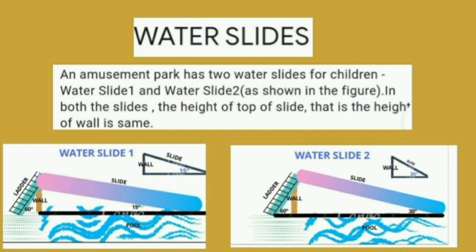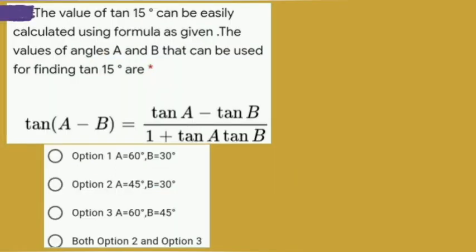So a ladder is also placed against the wall in both the cases, and it is inclined at an angle of 60 degree. So we are supposed to do some simple calculations related to these two slides which are there in the amusement park. The first one says the value of tan 15 degree can be easily calculated using the formula which is given, that is tan(A minus B) is equal to (tan A minus tan B) upon (1 plus tan A into tan B).